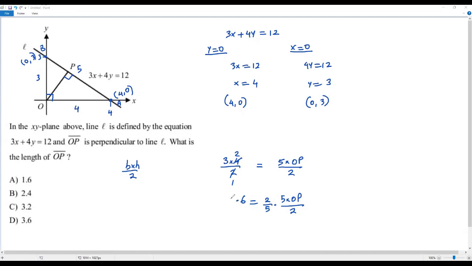Okay, let me do it. Let me do the same thing on the left side as well. Here the 2 will cancel, the 5 will cancel out. 2 times 6 is 12, that is 12 divided by 5. On the right side we have OP. When I divide 12 by 5, I get 2.4. Here I got the length of the line segment OP, that is 2.4. We find this 2.4 in answer choice B. The correct answer choice for this question is B.